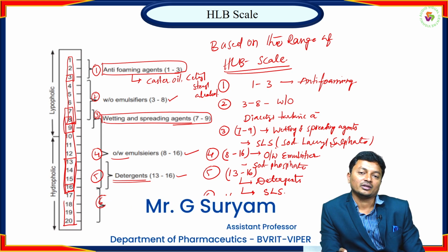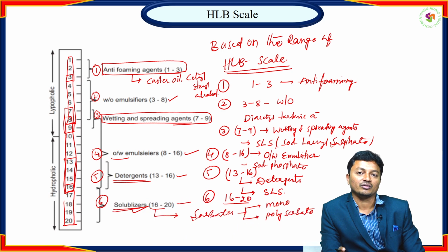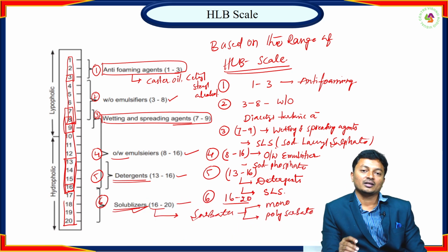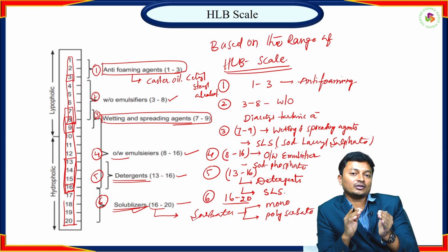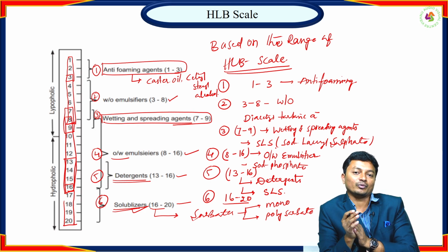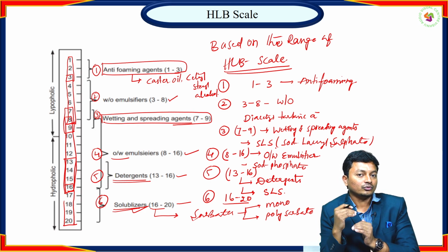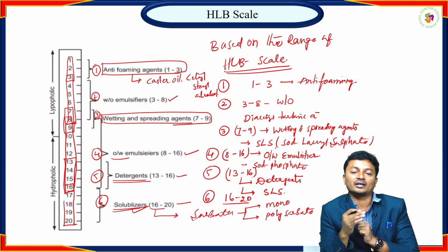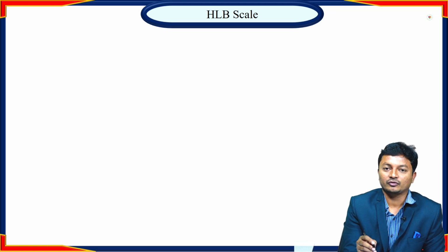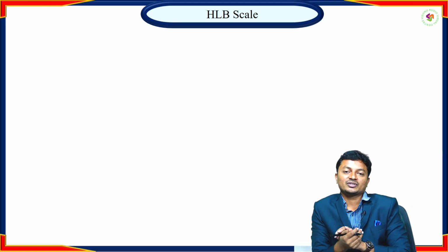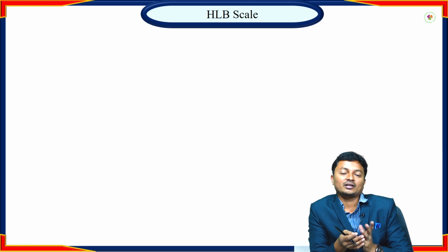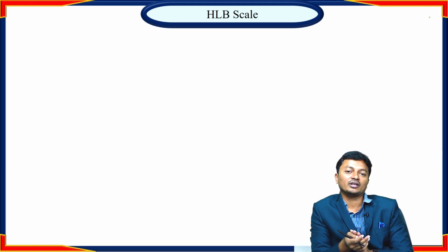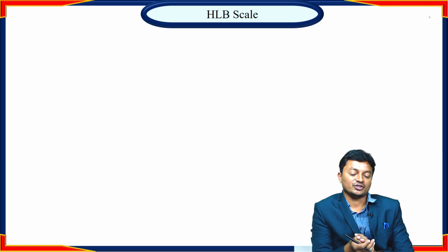As we know, the HLB scale ranges between 1 to 20. So generally, the first 1 to 10 range indicates lipophilic, and then the 10 to 20 range on the scale indicates hydrophilic in nature surfactants. Next, determination of HLB scale. The HLB scale value can be determined by different methods. Here we will have two different methods, method 1 and method 2. In these two methods, we can determine the HLB scale.